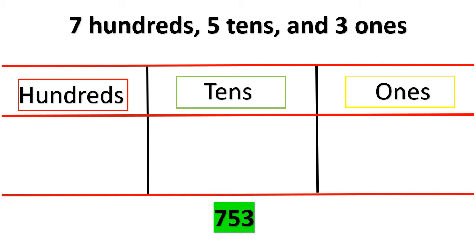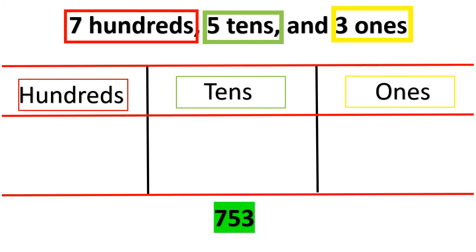753. So the number 753 has 3 ones, 5 tens, 7 hundreds. Please write it on your place value mat. Great job. This is what it should look like. 3 ones, 5 tens, 7 hundreds.